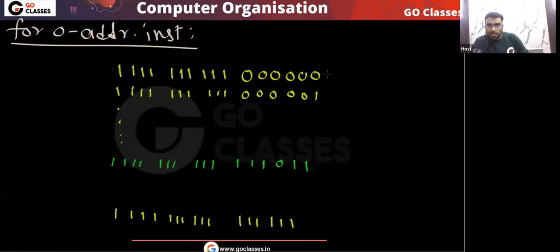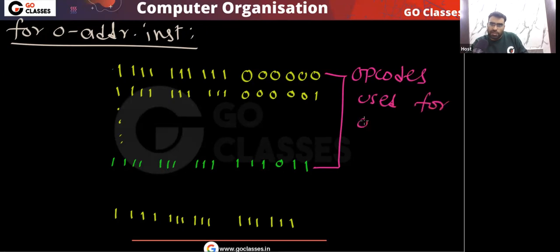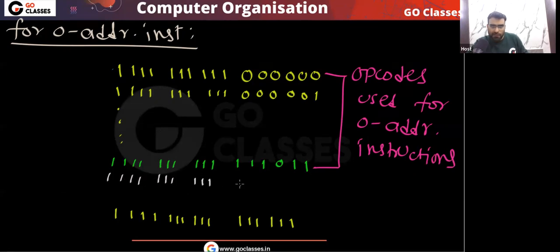So you can easily see these opcodes are used for zero address instructions. Is this clear? And remember, the remaining four are left. I think this will be 60, so just remove 3, right? You can see these four opcodes.